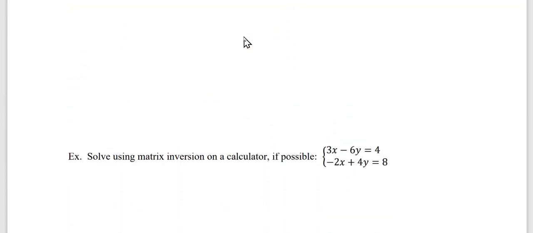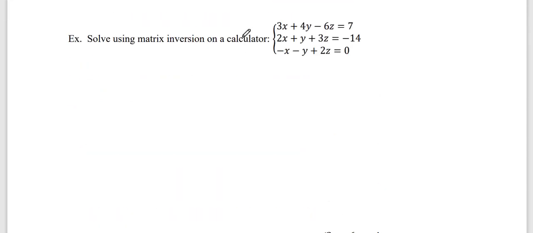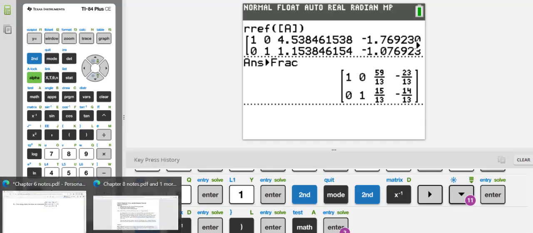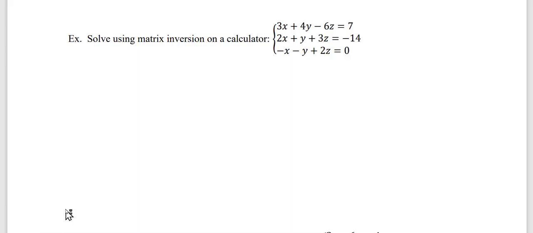The last thing I want to work on here, as far as matrix inversion, is using our calculator to find the inverse of a matrix. If you are using the calculator in ALEKS, for those of you who are using ALEKS, that's my students and some others, you can solve a matrix equation on your calculator because you can find the inverse of a matrix on your calculator. First, let's write the matrix equation.